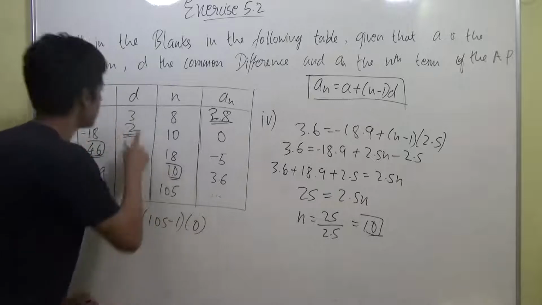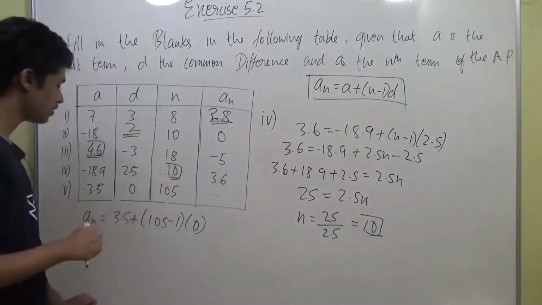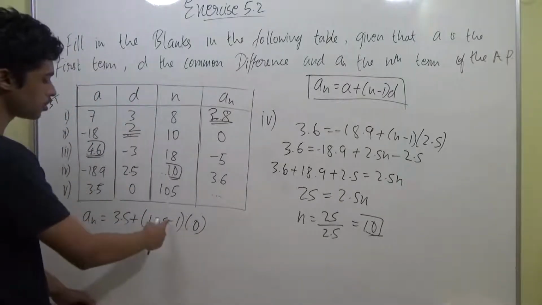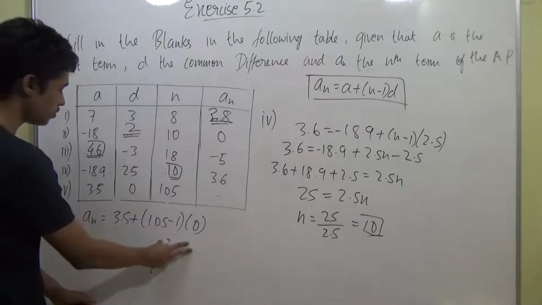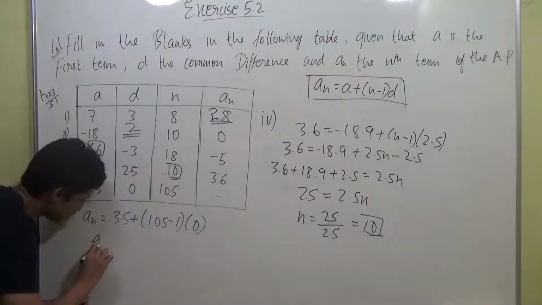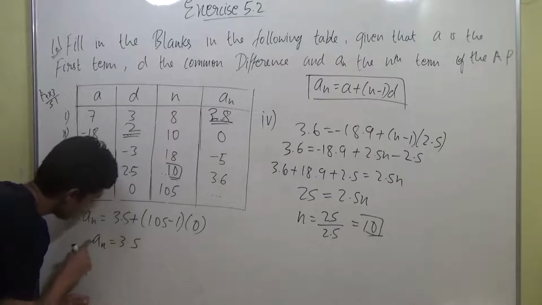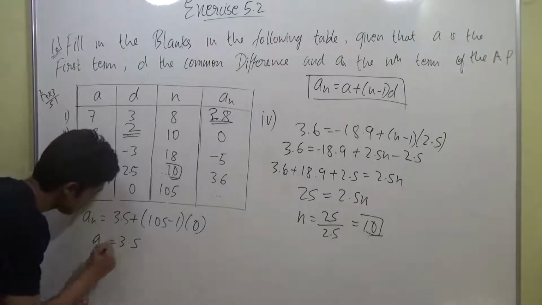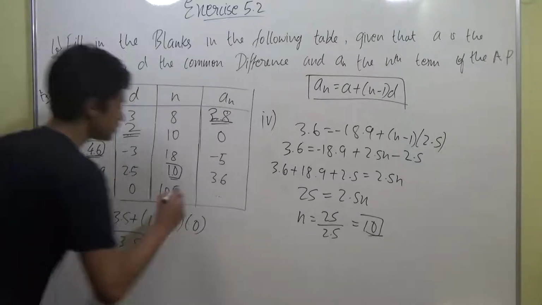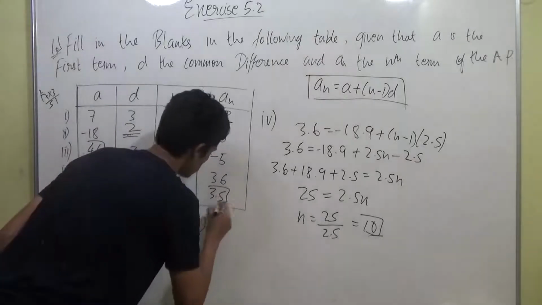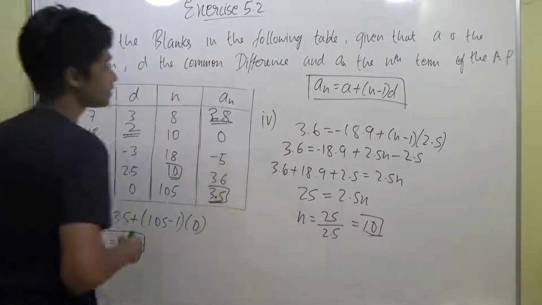So d is 0, guys. The difference is 0 between the terms. So this entire quantity will become 0 because anything multiplied into 0 is 0. So a of n will remain as 3.5. Getting it, guys? A of n will remain as 3.5. As simple as that, guys.